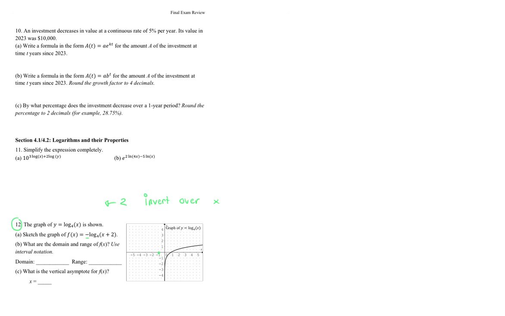Then it's going to be the opposite. So our asymptote is going to be over 2 at negative 2. And it's going to be upside down of what it was. So it's going to look something like that.